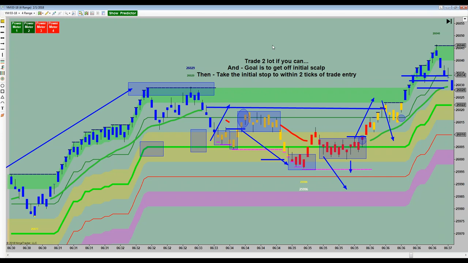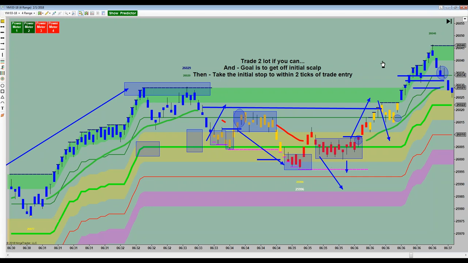Now, when this bar closed right here, the tight stopper got stopped out. When this came down, the medium stopper stopped out. And when that came down, you're all done. Everybody's out.